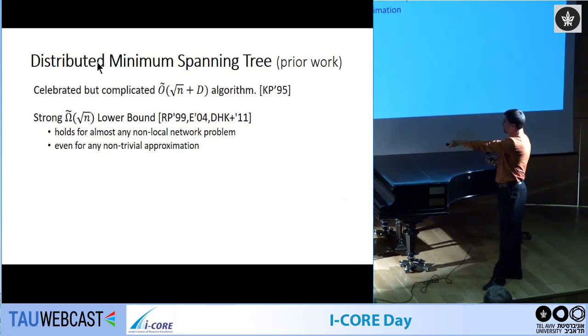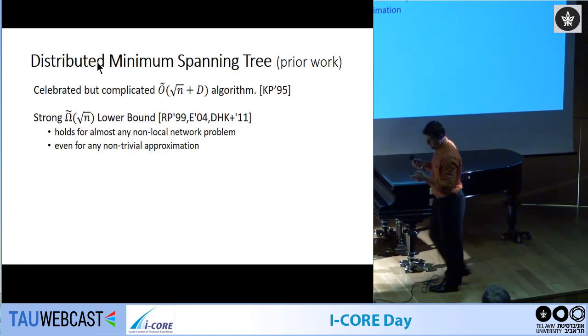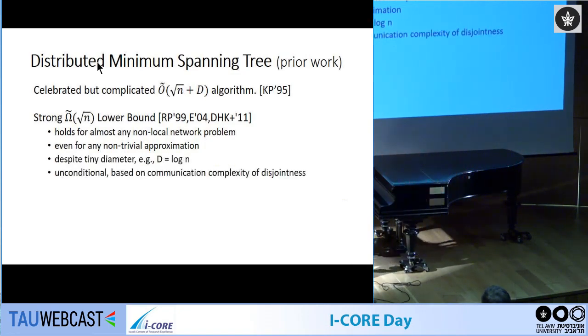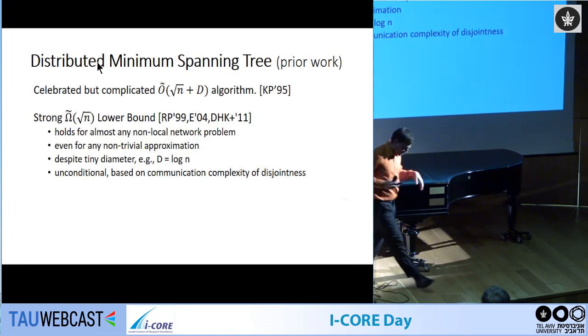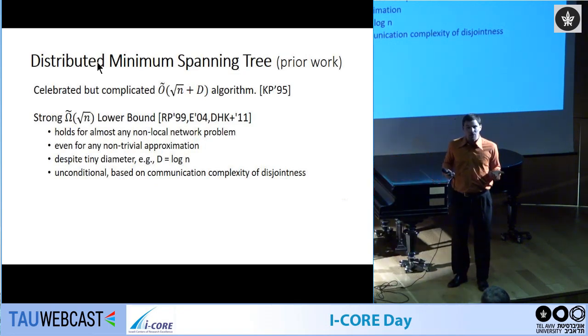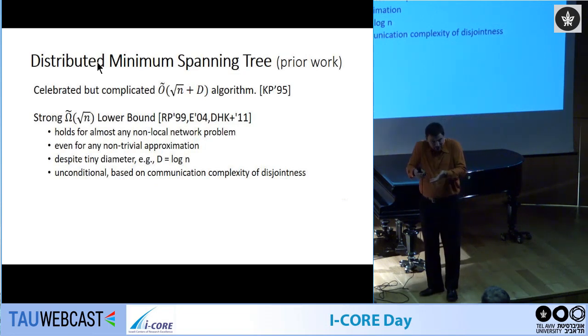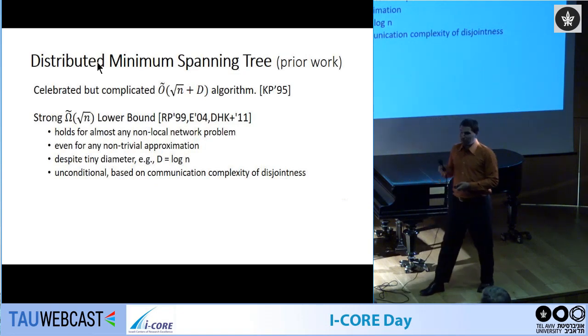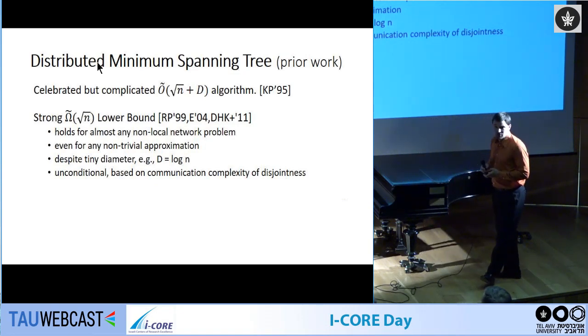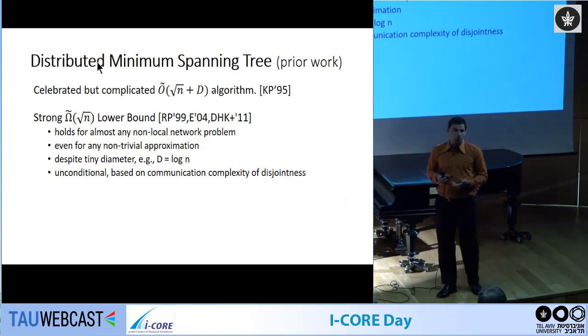The counterexample graph, it's not that complicated, but I don't have the time to quite show you. The diameter is really small. It's a graph that has logarithmic diameter, and still on this really tiny diameter graph, it's going to take square root of n time. And this lower bound is an unconditional lower bound. Basically it reduces to the communication complexity of disjointness.